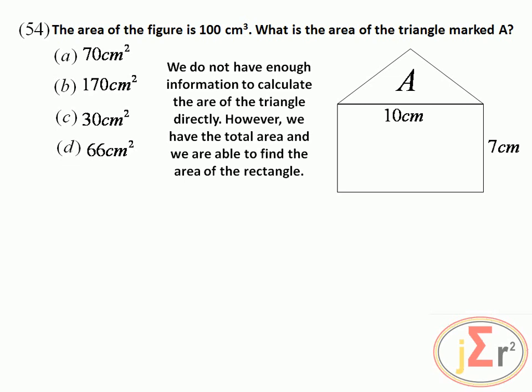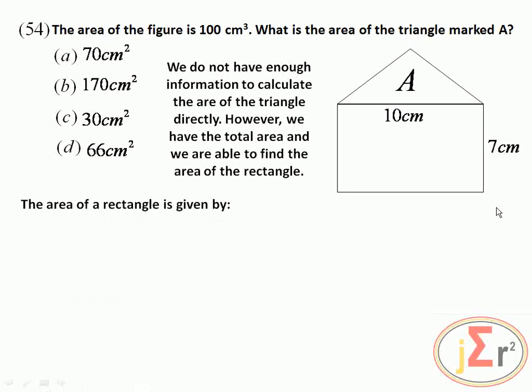Okay. All right, Jerry. Good. Very good. As we know, the area of a triangle is half base times height. Here we will have the base of a triangle, but we do not have the height. However, we have the total area, and we are able to find the area of the triangle. So we have the total area of the figure, and we need to find the area of the triangle, and of course, we can find the area of the rectangle.